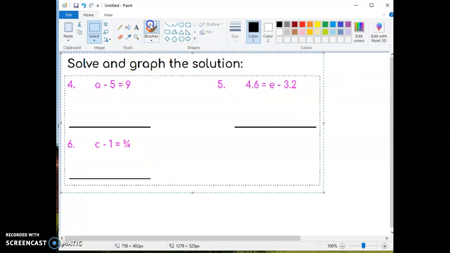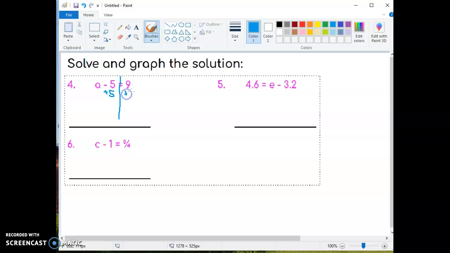Okay, so looking right here, this time, let's try again with that line. I have a minus 5 equals 9. Well, I have to do the opposite, just like before, the inverse operation. So this was a minus 5, so I'm going to do a plus 5. Okay, 5 plus 5 on this side, I have to plus 5 on the other side.